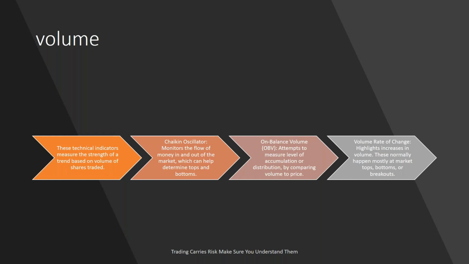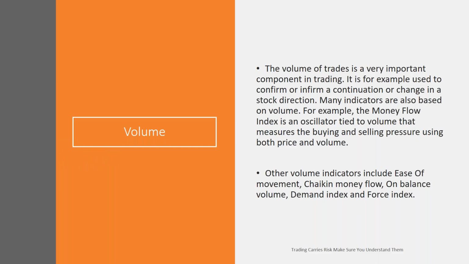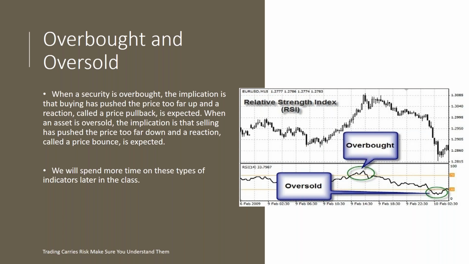So these technical indicators measure the strength of a trend based on the volume of an asset's trade. The volume of trades is a very important component to trading. It is, for example, used to confirm or refute a continuation or change in an asset's direction. For example, money flow index is an oscillator tied to the volume that measures the buying and selling pressure using price and volume. Now, the reason we're talking about all these is because tonight we're here about technical indicators and chart patterns, or I'm sorry, candlestick patterns.